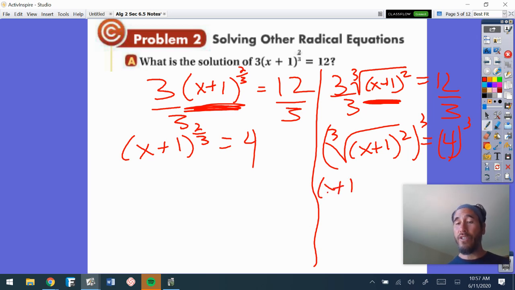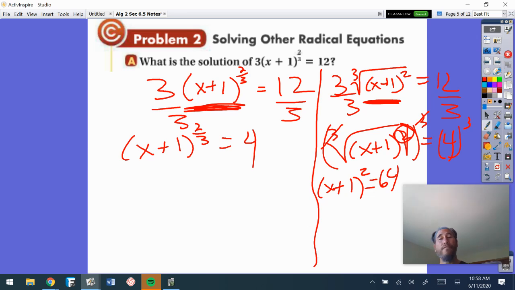Now, it's not to the first anymore, right? Those guys cancel out because 3 divided by 3 is 1. But look, I have a 2 that's there, so I got to keep that there. And that's actually very important. And then I get 4 to the 3rd power, and 4 to the 3rd power is 64. Okay, now that's that side right there.